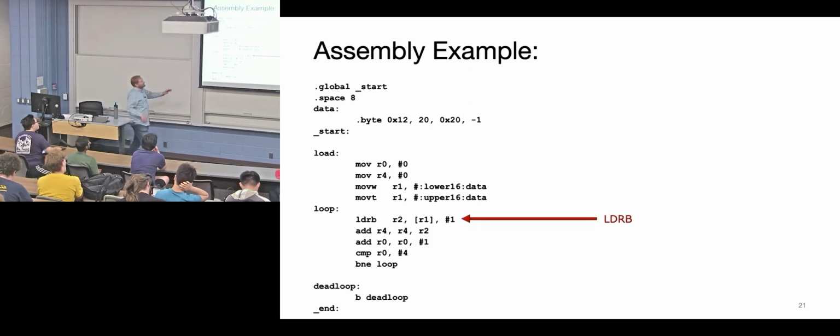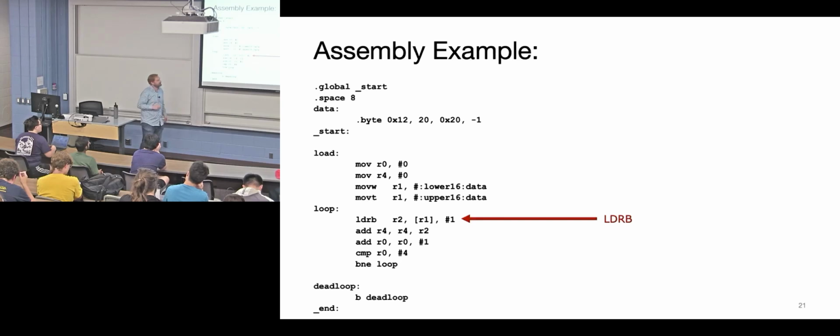We looked at this last time. You have load from register. So we're going to take the address that's in R1 and go to that address and put it into R2, but we're going to offset by 1. And remember, this is a byte operation. So we're only going to take a byte of data. We're not taking a 32-bit word.